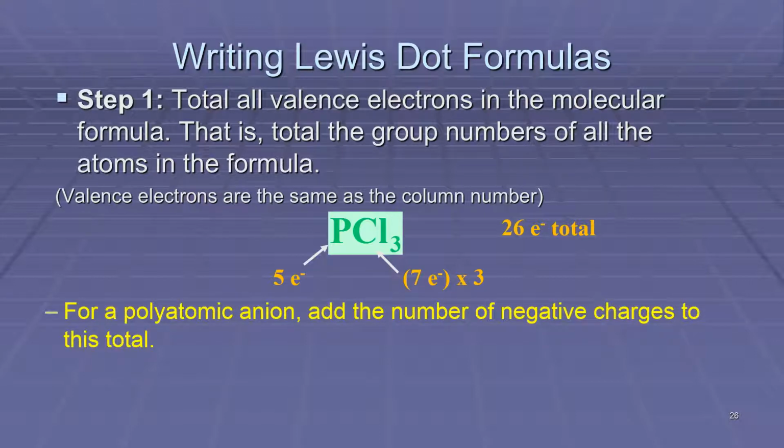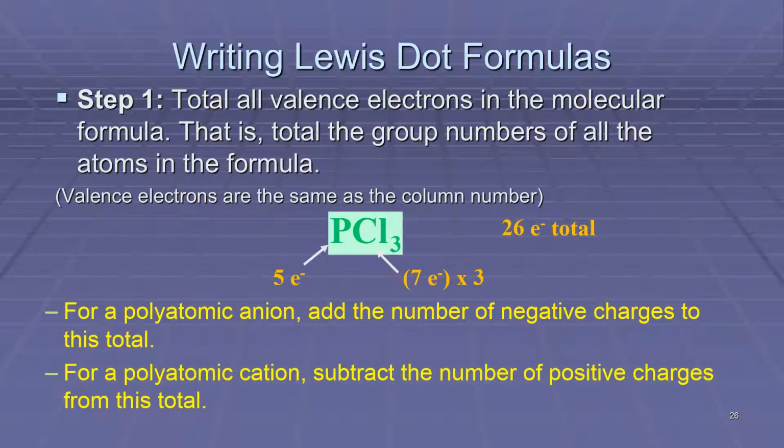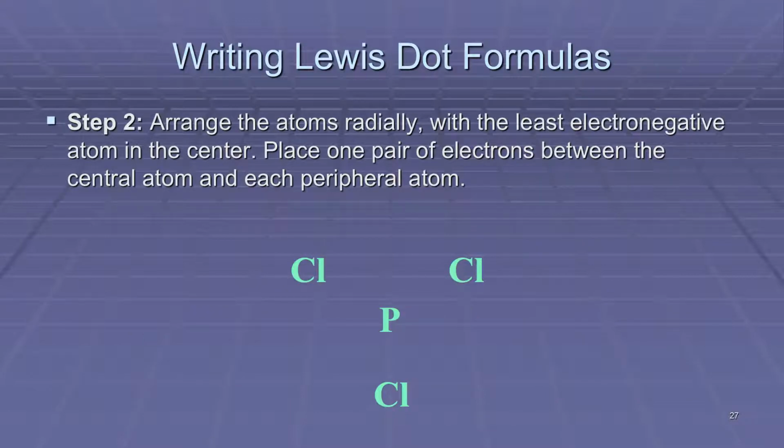Keep in mind that to find the valence electrons, if you have a polyatomic anion, a negative polyatomic ion, don't forget that being negative means it has extra electrons added as a group. So you want to add that number of electrons, whatever the charge is. And if it's a polyatomic cation, you need to subtract the number of electrons for the positive charge. So if it's a positive 1, subtract 1 electron, because a positive means that group of atoms has lost an electron. Okay, so PCl3 has 26 electrons.